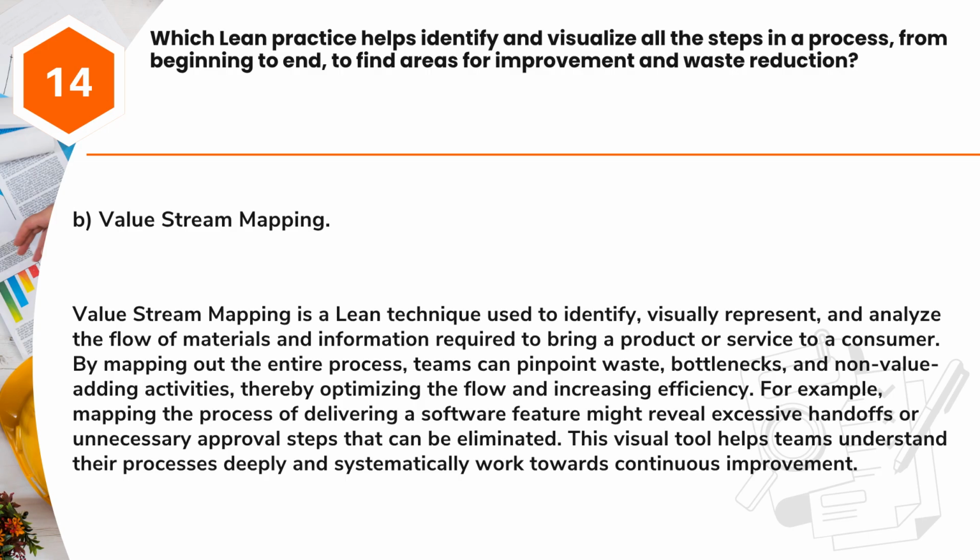By mapping out the entire process, teams can pinpoint waste, bottlenecks, and non-value-adding activities, thereby optimizing the flow and increasing efficiency. For example, mapping the process of delivering a software feature might reveal excessive handoffs or unnecessary approval steps that can be eliminated. This visual tool helps teams understand their processes deeply and systematically work towards continuous improvement.